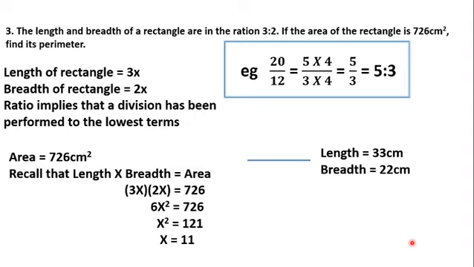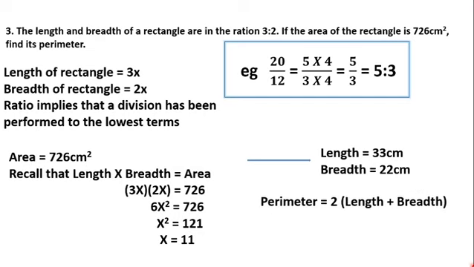Now the question tells us to find the perimeter. It means that our work is only half done. We're not required just to find the length and the breadth of the rectangle, but to find the perimeter. And that means that we're going to have to use the formula for perimeter of a rectangle, which is 2 into bracket length plus breadth.